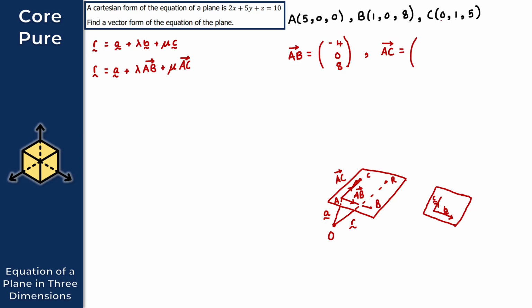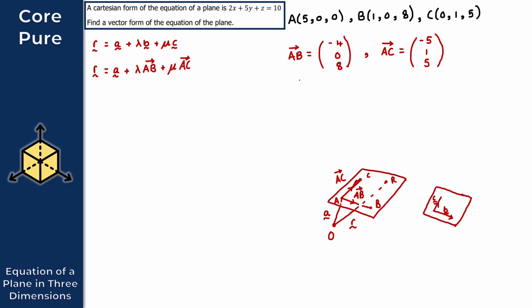Doing the same for the vector AC, this will simply be C minus A. We get 0 minus 5, so minus 5. We then do 1 minus 0, so we just get 1. And finally, 5 minus 0 gives us 5. That's the vector AC.